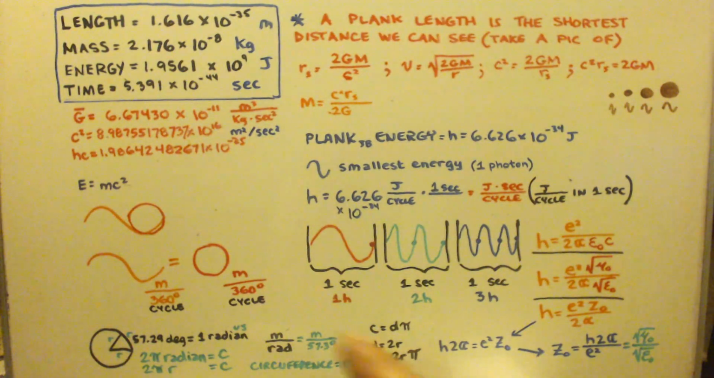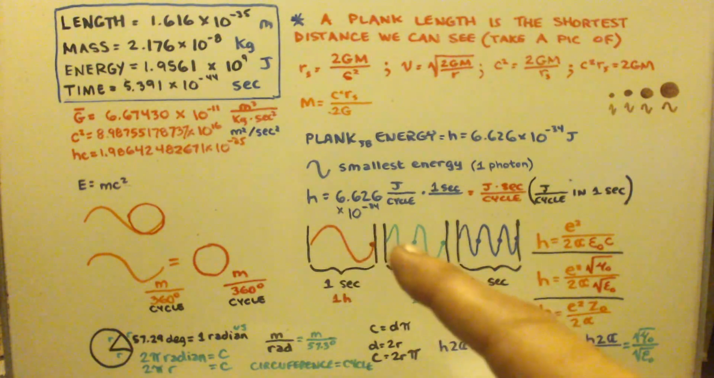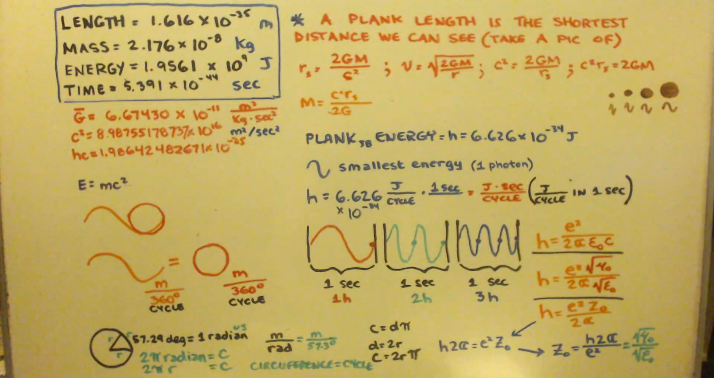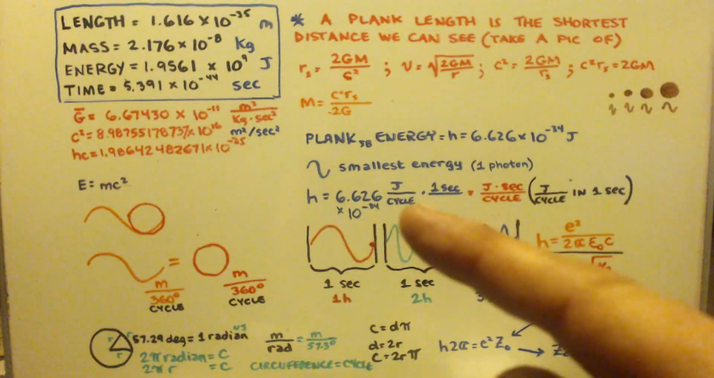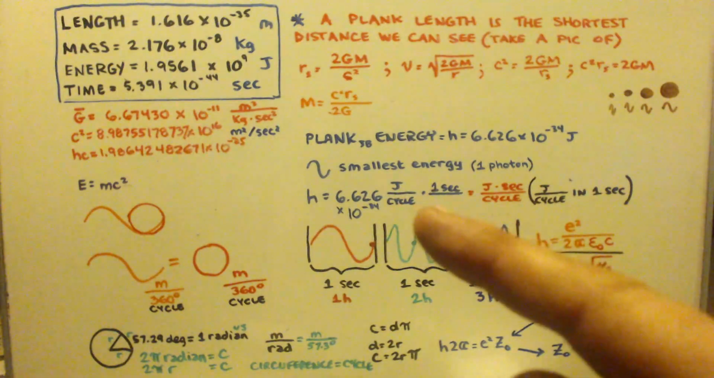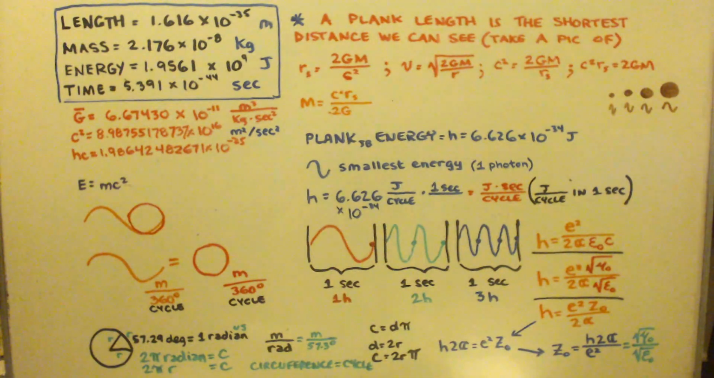But no matter what size this sine wave is, whether it's this size, this size, or this size, it always gets the same amount of energy: 6.626 times 10 to the negative 34th joules for each sine wave. This is the lowest energy that you can get as a photon, 6.626 times 10 to the negative 34 joules.